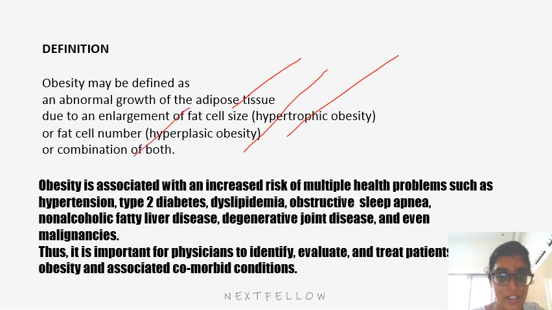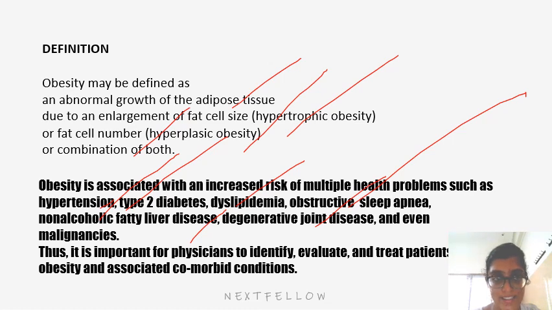Obesity is associated with an increased risk of multiple health problems such as hypertension, type 2 DM, dyslipidemia, OSA, non-alcoholic fatty liver disease, degenerative joint disease, and even malignancy. It is important for physicians to identify, evaluate, and treat patients with obesity and the associated comorbid conditions.